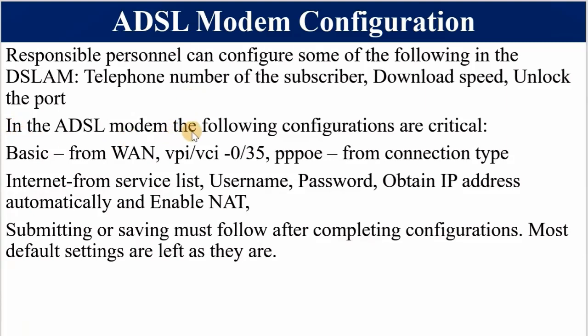In a particular ADSL modem, the following are important critical configurations. From basic, you must make sure that you select one, and you must also configure the VPI. If this is not configured, internet access is going to be denied. For example, a VPI of 0 and a VCI of 35 for a fixed network provider in Zim.